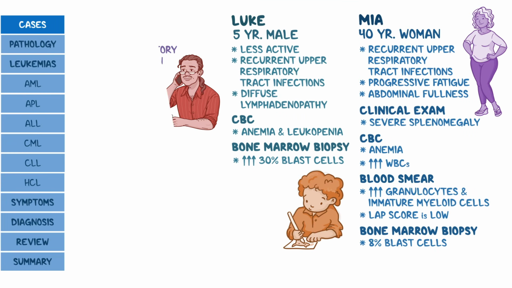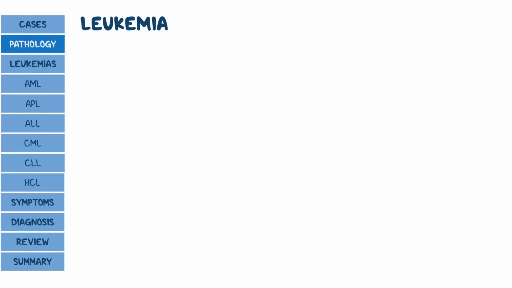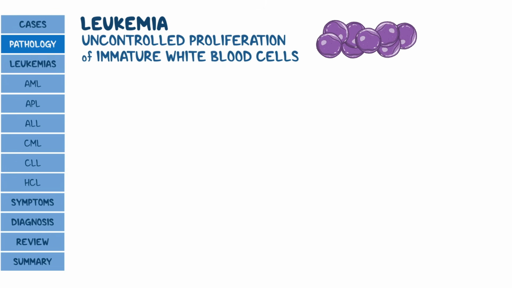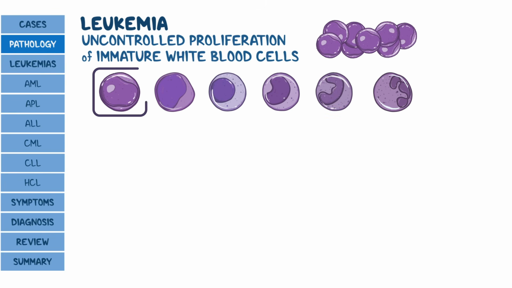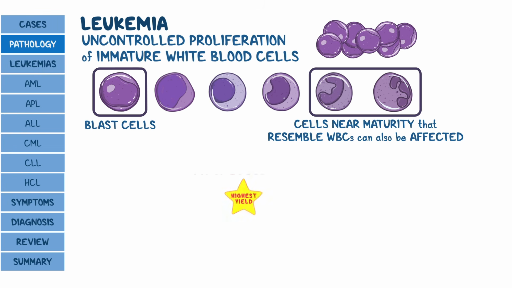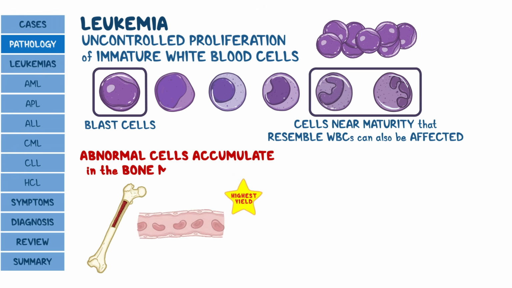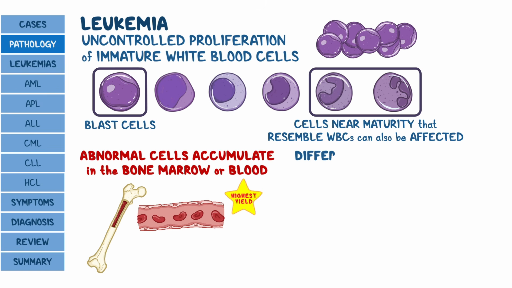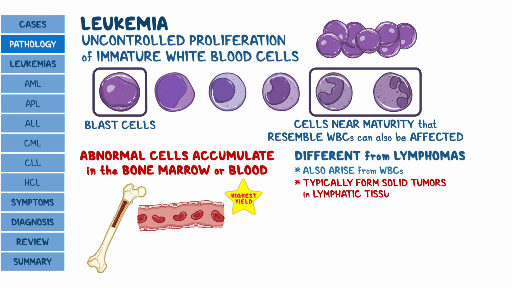Okay, so all 3 people have leukemia. Leukemias can occur when there's uncontrolled proliferation of immature white blood cells. The most immature type of cells are called blast cells, but sometimes cells near maturity that resemble normal white blood cells can also be affected. Whatever the stage, these abnormal cells accumulate in the bone marrow or blood. This differentiates them from lymphomas, which can also arise from white blood cells, but they typically form solid tumors in lymphatic tissue, such as lymph nodes, thymus, or spleen.